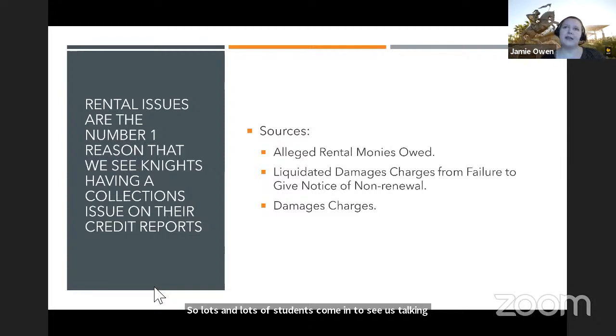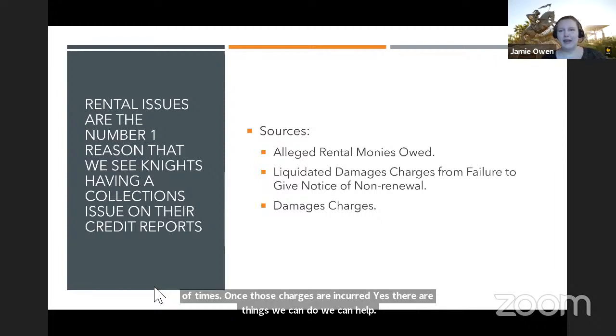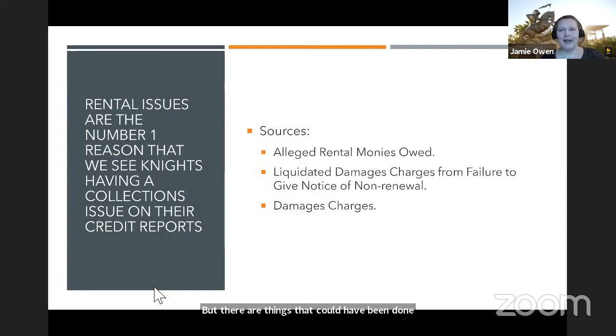And a lot of times, once those charges are incurred, yes, there are things we can do, we can help, but there are things that could have been done previous to that point that could have put you in a better position. So rental issues are the number one reason we see students have something in collections on their credit report. Damage charges, alleged rental monies owed. We're going to hit on all these different points coming up.